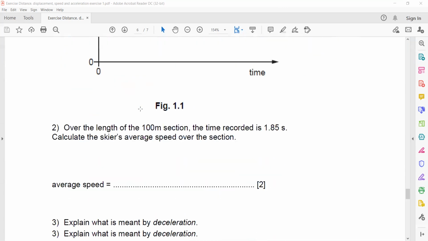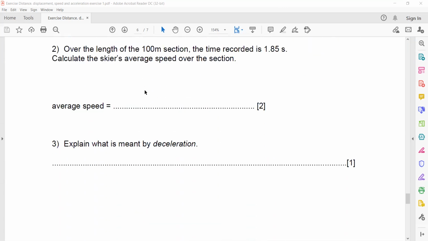Then question 2. Over a length of 100-meter section, the time recorded is 1.85 seconds. Calculate the skier's average speed over the section. So average speed is equal to total distance divided by total time.